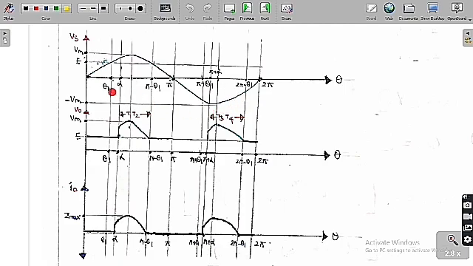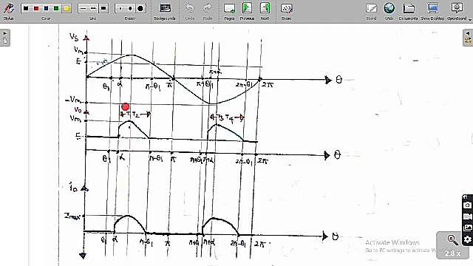So therefore alpha can vary from theta 1 to pi minus theta 1, and we can trigger anywhere between pi plus theta 1 and 2 pi minus theta 1 if we want to trigger T3 and T4. So at alpha we trigger T1, T2, whereas at pi plus alpha we trigger T3 and T4. So alpha can lie between theta 1 and pi minus theta 1 only.